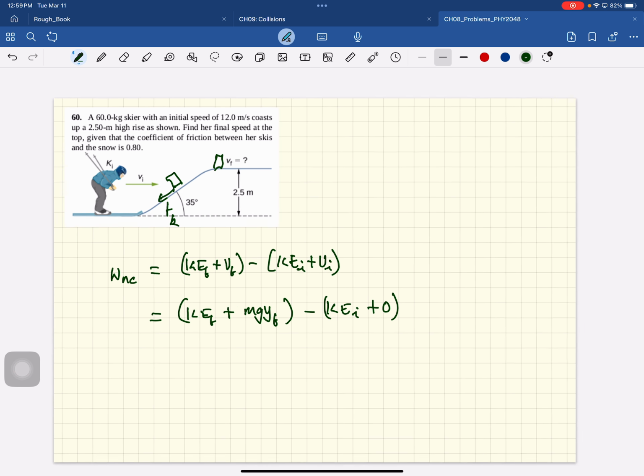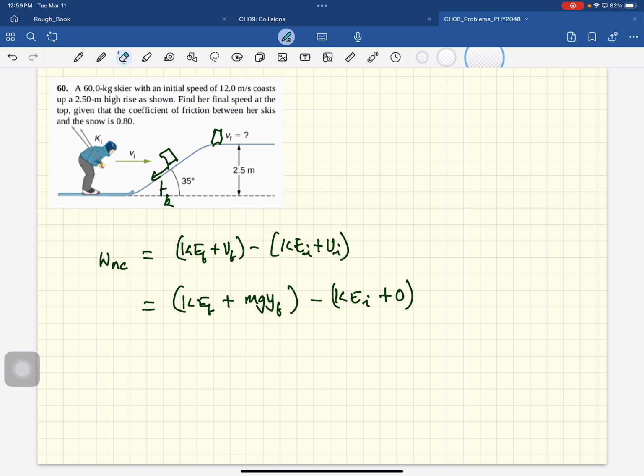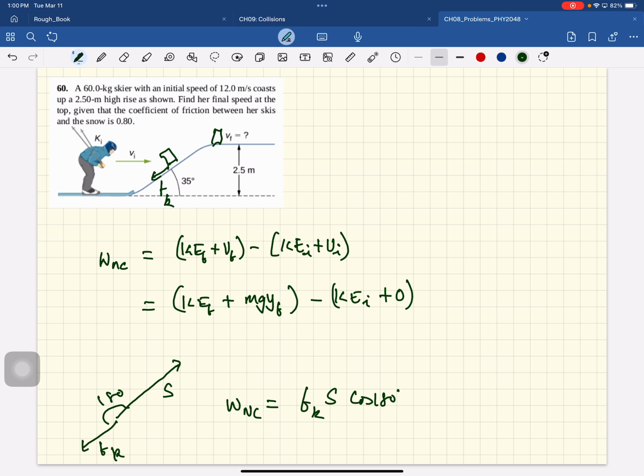Now let's calculate the work done by the non-conservative force. So the friction force, and the distance traveled is s. So the work done by the non-conservative force is minus the friction force. Friction force always does negative work. S times cosine 180 degrees, which is minus FK S.